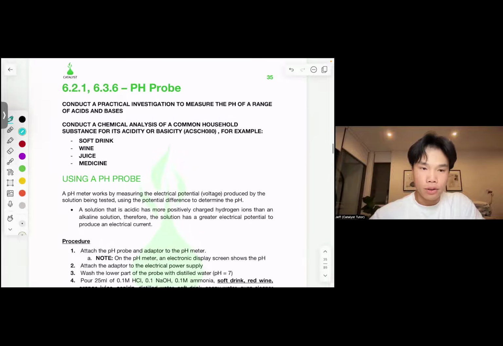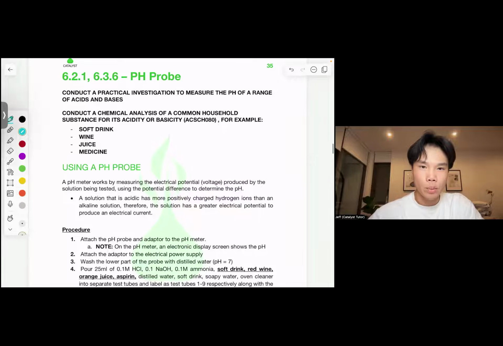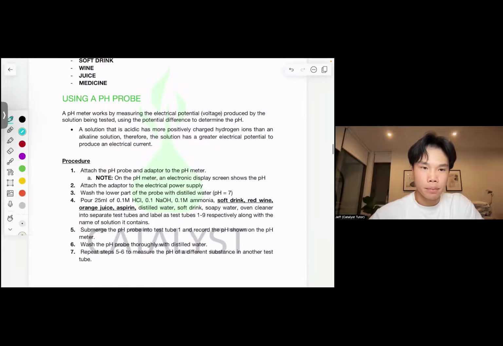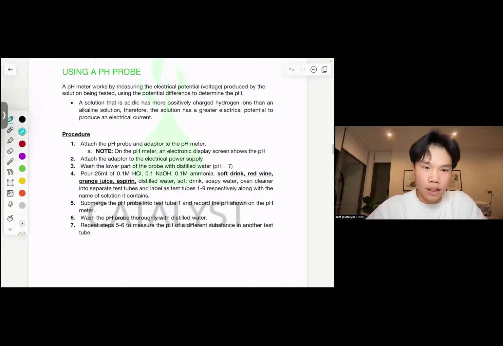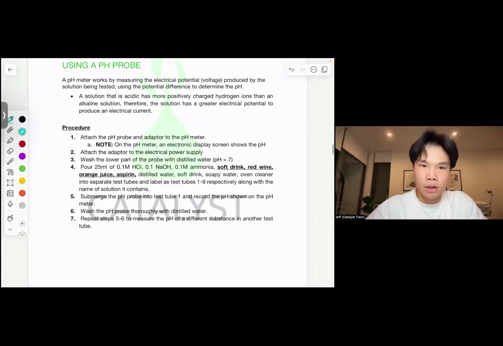pH probe. You have this instrument which is able to measure pH. Not super high yield, but it's just in there because the syllabus says so. The pH probe needs to be calibrated before you use it. You need to clean it between uses so there's no contamination, and it gives you an accurate reading of pH based on how much hydrogen there is.